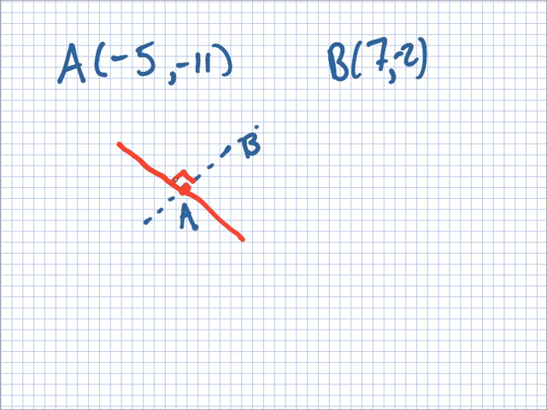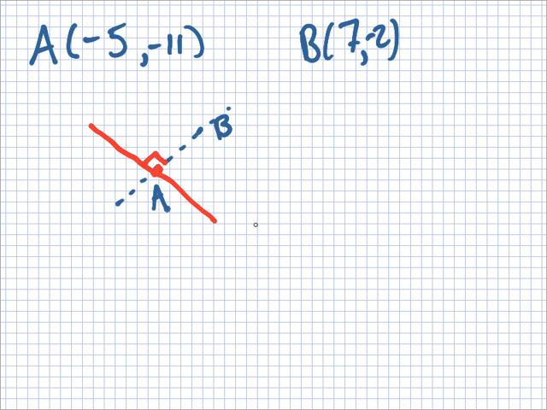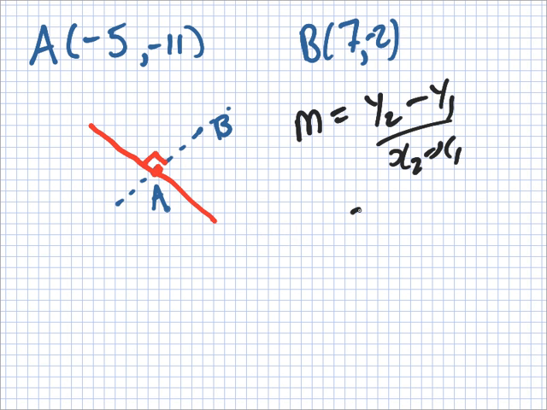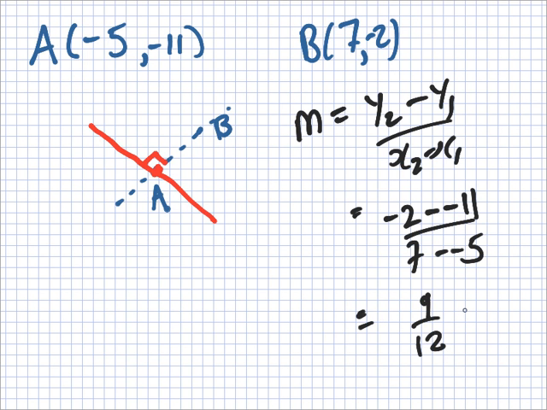So what should we do first here? Maybe we can figure it out together. What would be the first thing to do, do you think? M, yeah? M equals? Yeah, it's this one, isn't it? Okay. So that will be -2 minus -11 over 7 minus -5. Is that 9 over 12? Yeah. Which is 3 over 4. Okay. But what do we do next?